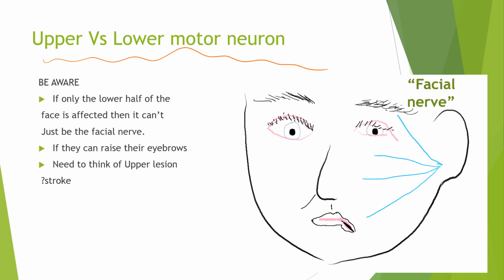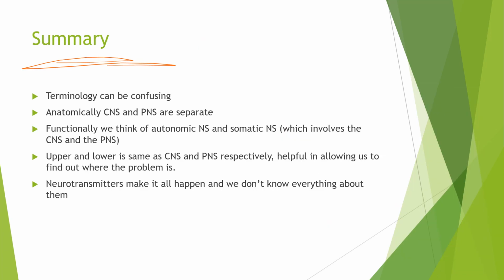The important feature is that if only the lower half of the face is affected, then it can't just be the facial nerve. Okay, so if they can raise their eyebrows, if their forehead is not being affected, then you need to think of an upper motor neuron lesion, such as a stroke. Okay, so facial nerve palsy would have a full side of the face being affected, including the forehead, whereas a stroke, often you would just see the lower half of the face being affected.